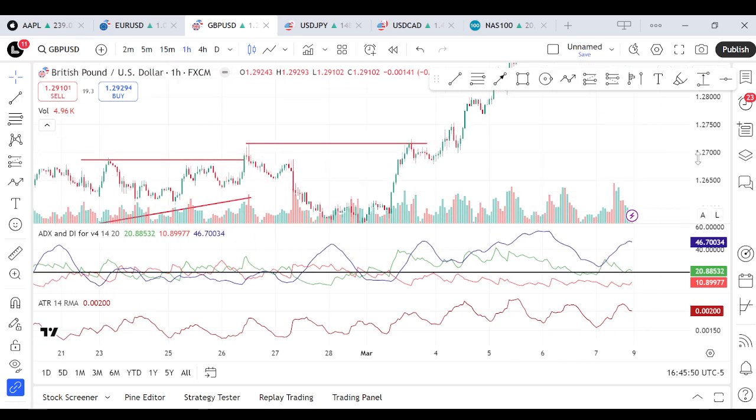Now looking at our ADX, remember the first step is looking at the price action. Use price action to pinpoint your entry.